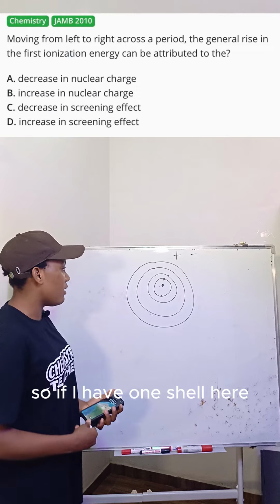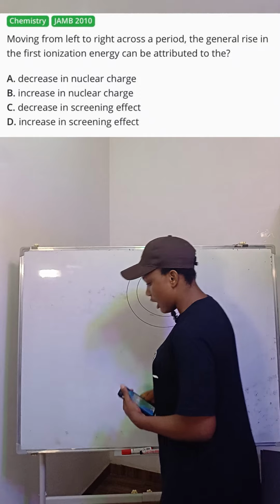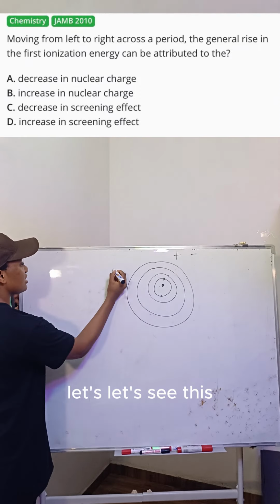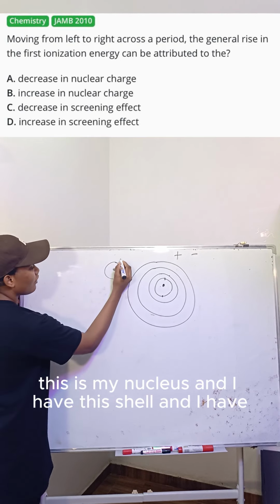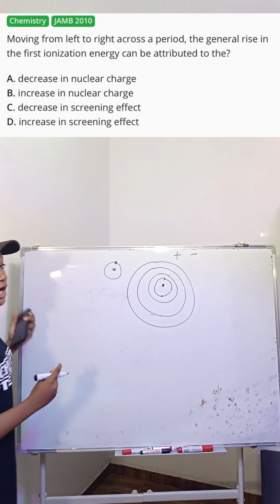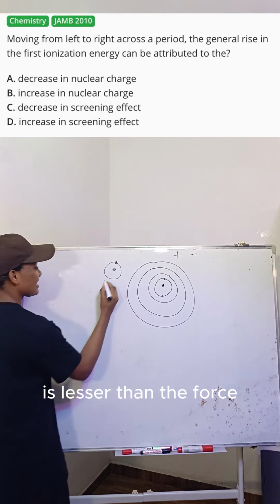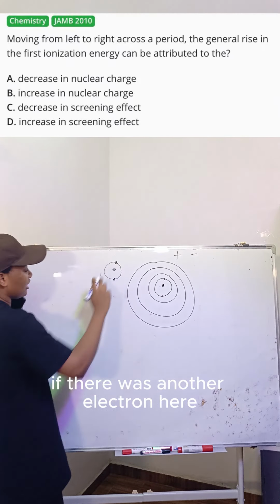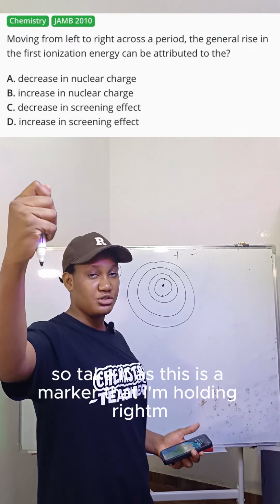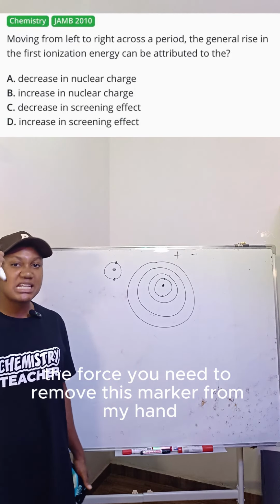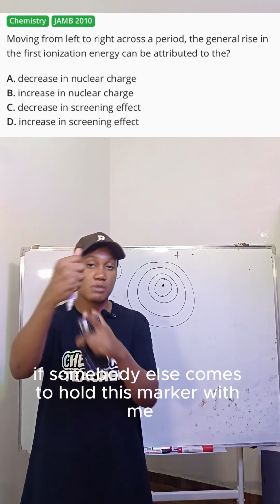So if I have one shell here, let me explain using another atomic model. So if I have this as my nucleus, and I have this shell, and I have one electron here, the force I will need to remove this electron is lesser than the force I will need to remove this electron if there was another electron here. So take it as this is a marker that I'm holding, right? The force you will need to remove this marker from my hand is different from the force you would need if somebody else comes to hold this marker with me.